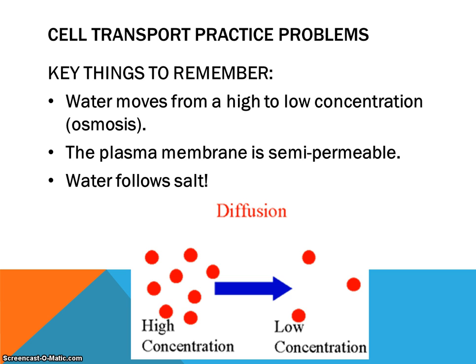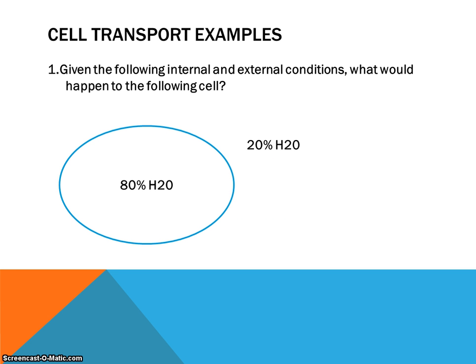So, on to the problems. So you'll see something like this. Given the following internal and external conditions, what would happen to the following cell? So we have to look at the different parts we're given. This is the inside of the cell. The concentration is 80% water. On the outside of the cell, it's 20% water.